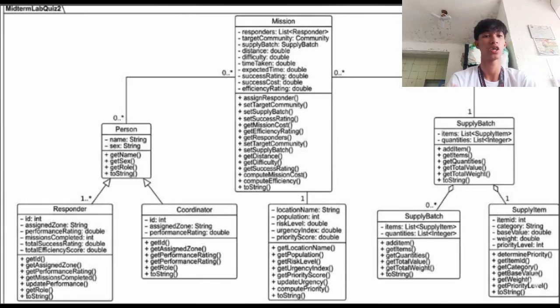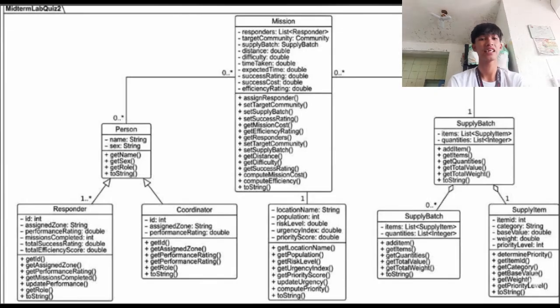Responder and coordinator are specialized roles that inherit from person. Then community represents the target location, storing data like population and risk level. Then supply batch and supply item handle the logistics of the relief goods. As for the understanding of the relations, the lines between the boxes show these classes are connected. The inheritance, which is a solid line with an empty arrow, responders and coordinator to person. So this shows an is-a relationship. A responder is a person. So they inherit the name and sex attributes but add their own specific data like assigned zone.